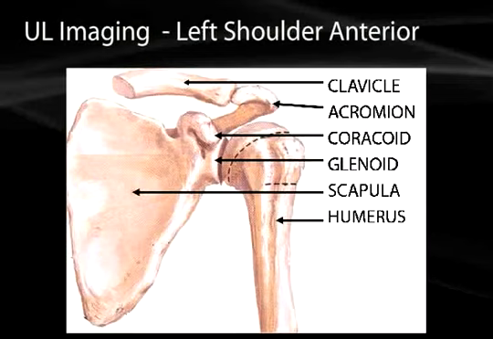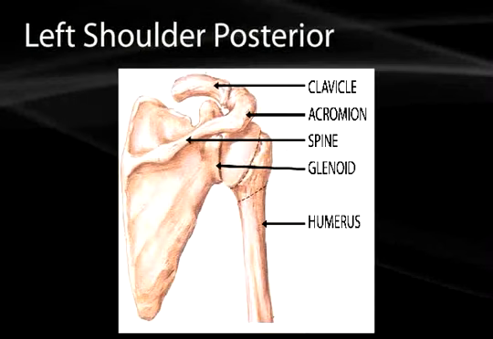Here you can see an anterior view of the clavicle. The shoulder has the clavicle, acromion, coracoid, glenoid, scapula, and humerus, all labeled in here. And you're also going to have the 3 dimensions of the posterior shoulder in mind as well, since this is going to be superimposed through 2 dimensions.